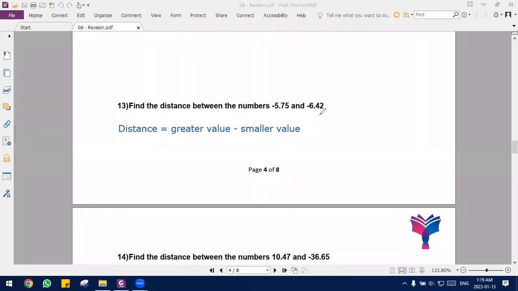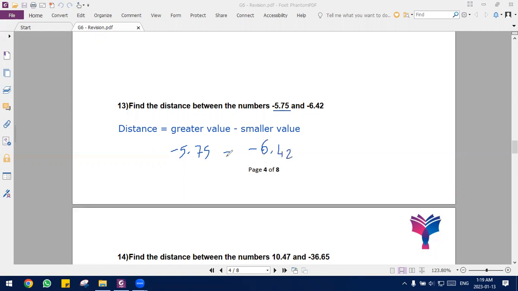So the greater value here is, look, both of the numbers are negative, okay? So the less the number it is, because in negative everything is the opposite, it means the bigger value it has. So here, minus 5.75 is greater. So I write it here, minus 5.75. And then here I have minus. Now the smaller value, it's minus 6.42.